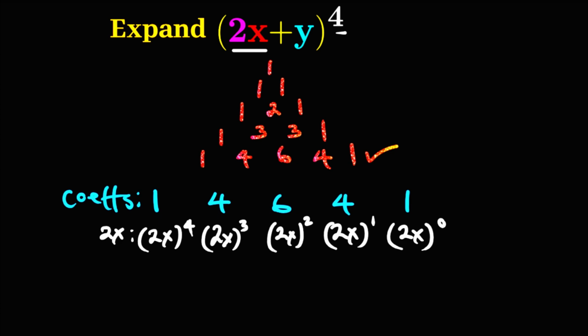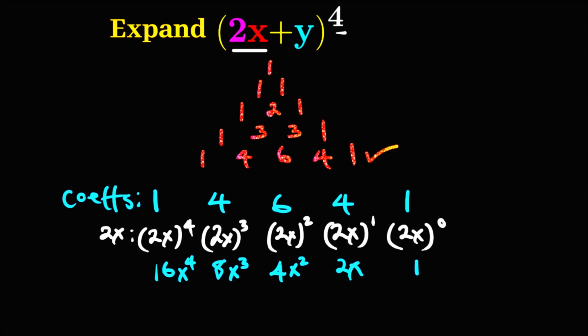So we have to simplify this. We have 2x raised to power 4. 2 raised to power 4 is 16, so we have 16x^4. Then here we have 2x raised to power 3. 2 raised to power 3 is 8, so we have 8x^3. Then 2 raised to power 2 is 4, so we have 4x squared. Then 2x raised to power 0, so we have 1 there.